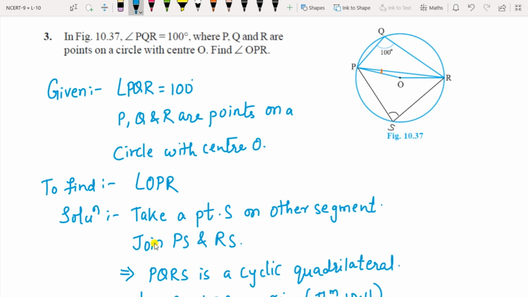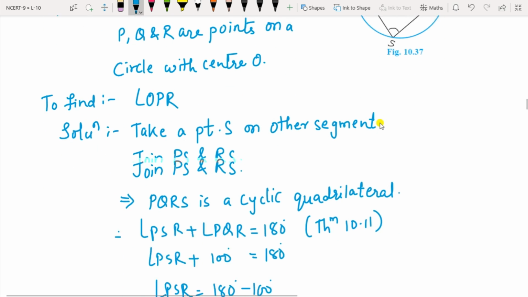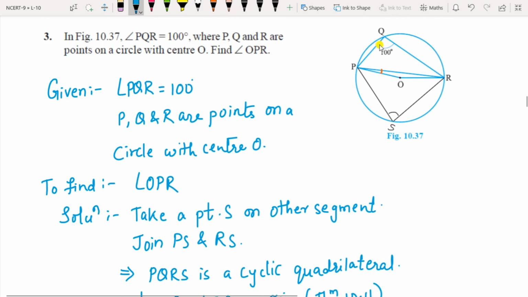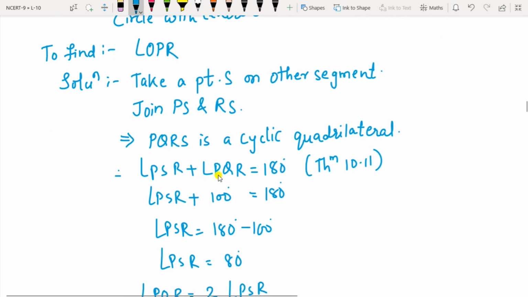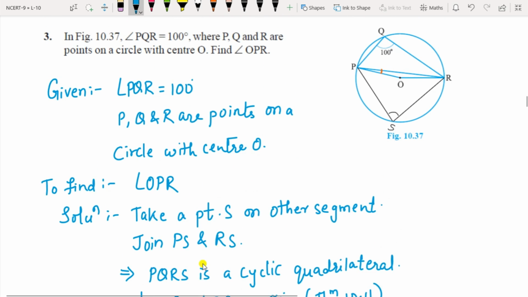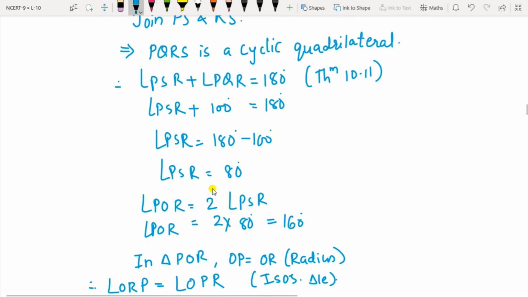Then you have to write the statement for the solution, that take point S on the other segment and join PS and RS. So this becomes your cyclic quadrilateral PQRS. Therefore now this angle Q and angle S, they are the opposite angles of a cyclic quadrilateral. Therefore they are supplementary here according to theorem 10.11. So substitute the values and find the answer for PSR. So PSR here becomes 180 minus 100. So this becomes your 80 degrees. Okay, so that is PSR.